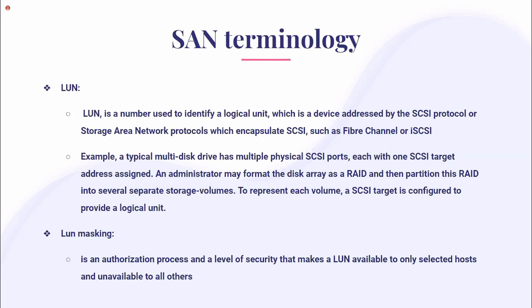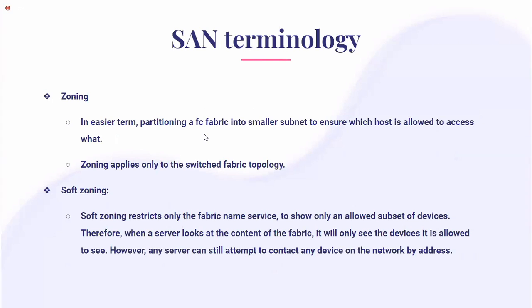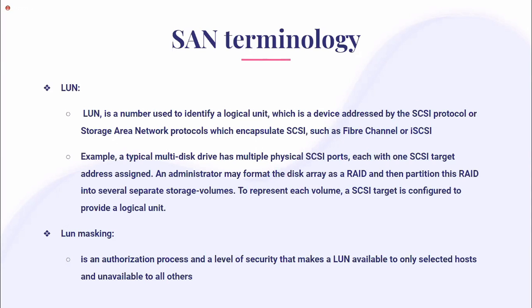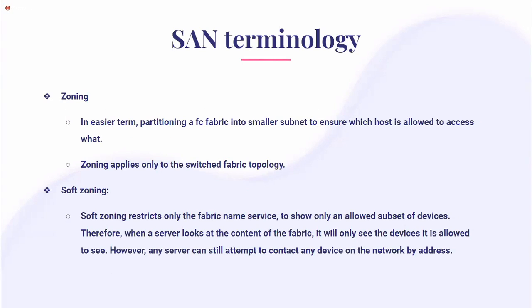In the same context, LUN masking is basically an authorization process, a level of security that makes a LUN available to only selected hosts and unavailable to others. So this is more of a security thing. Say LUN1 and LUN2 can only be utilized by the accounts department, and LUN3 and LUN4 should not be accessed by them. The HR department should not use LUN1 and LUN2, and the accounts department should not access LUN3 and LUN4. So we'll do LUN masking for each LUN to a specific host. Basically, it's mapping. The reason for the term masking is that it is hiding the LUN from others.